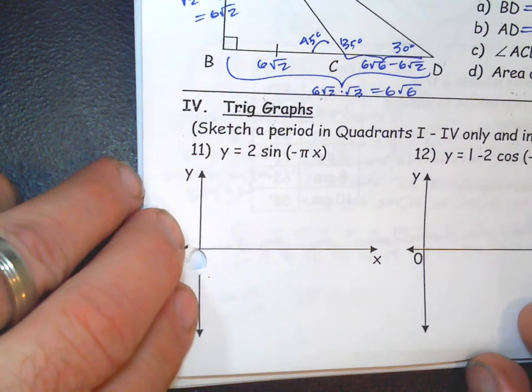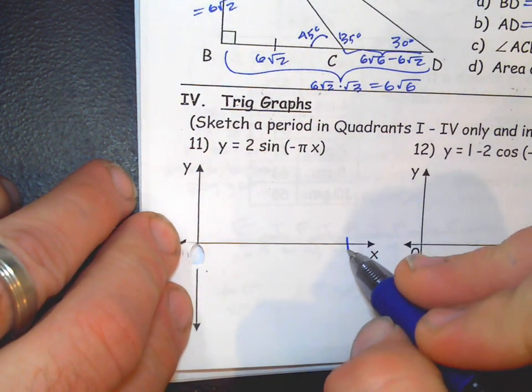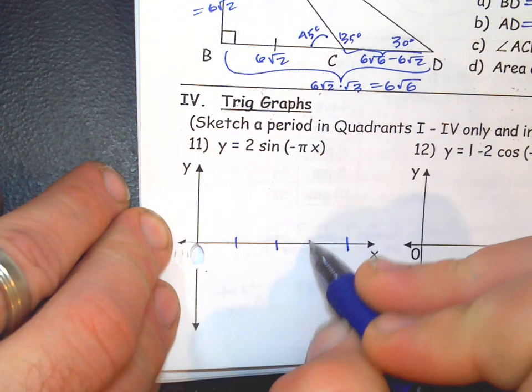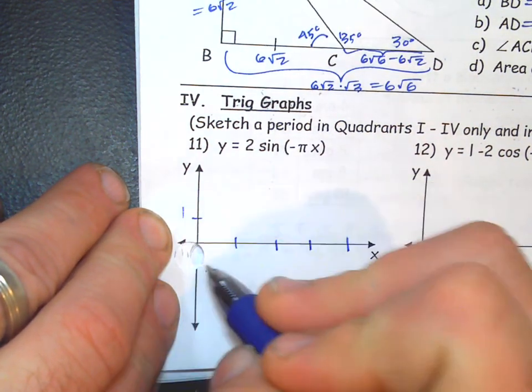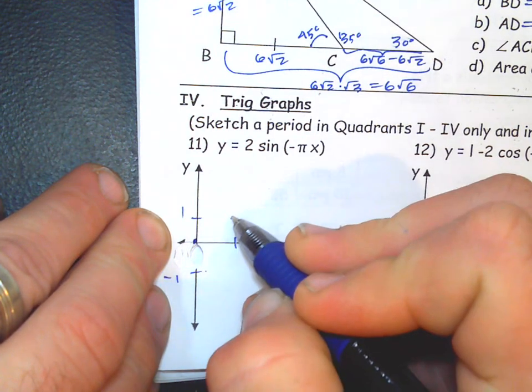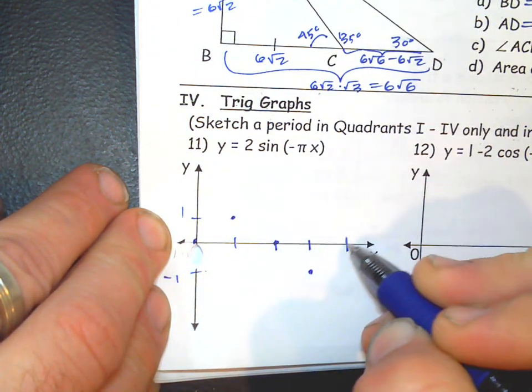Sketch these graphs. Okay, so this is a sine graph. Mark off the period, cut it in half, cut the halves in half. 1, -1. We're going to sketch the parent function. So sine starts here, here, here, here, and here.